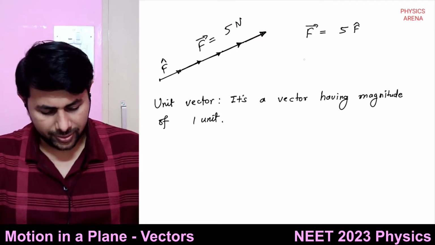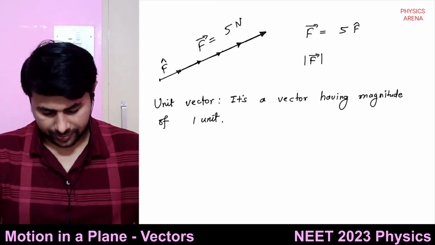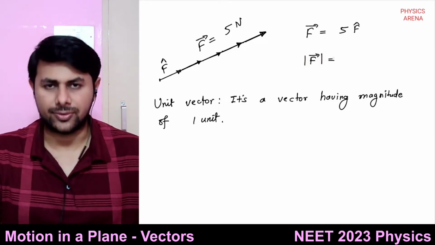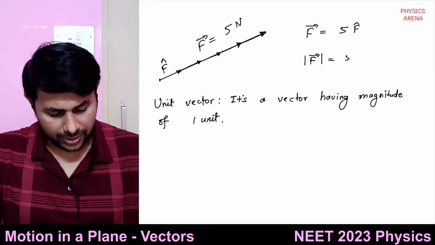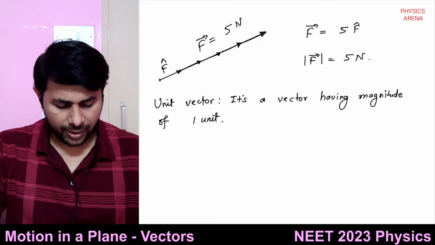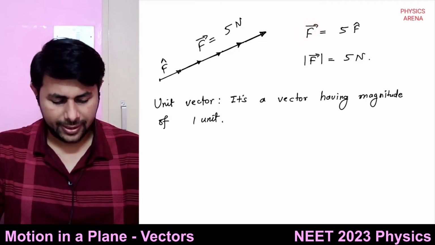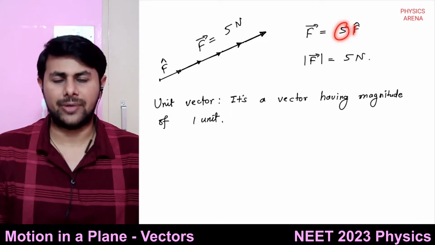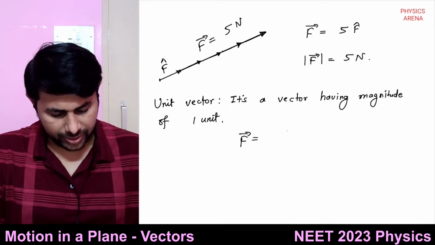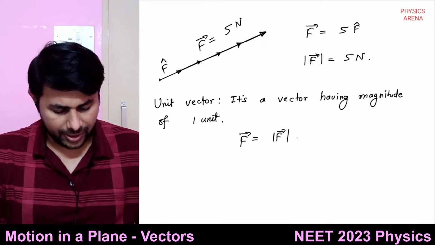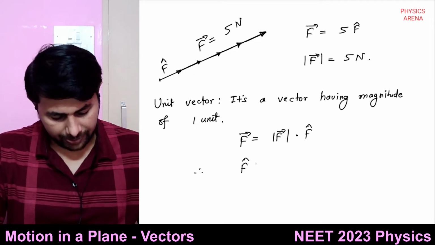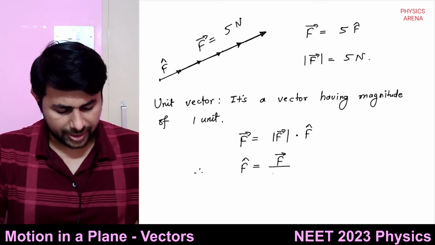So how do I write magnitude? If I take a vector and draw this absolute value symbol, it gives me the magnitude. This means the magnitude of the vector. It is 5 Newtons, the magnitude. So now I can write this F bar as its magnitude multiplied by F cap, a unit vector in that direction. So F bar is equal to magnitude of F bar multiplied by F cap, and therefore I can write F cap equals F bar divided by its magnitude.